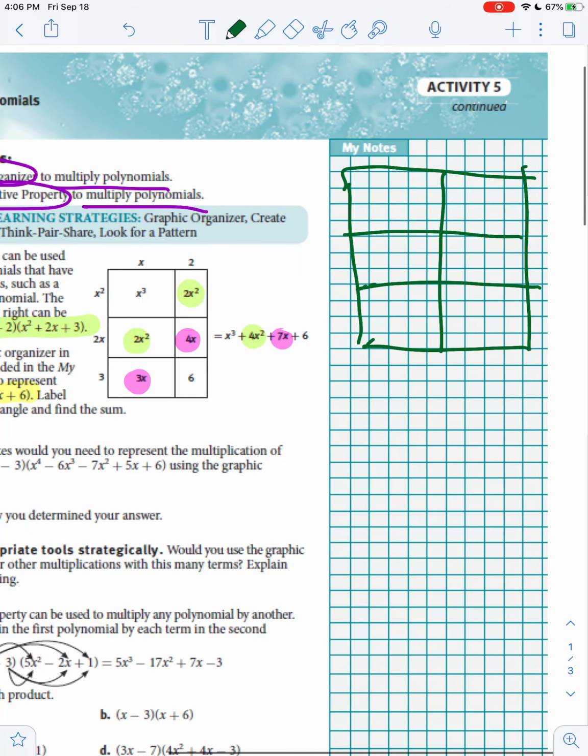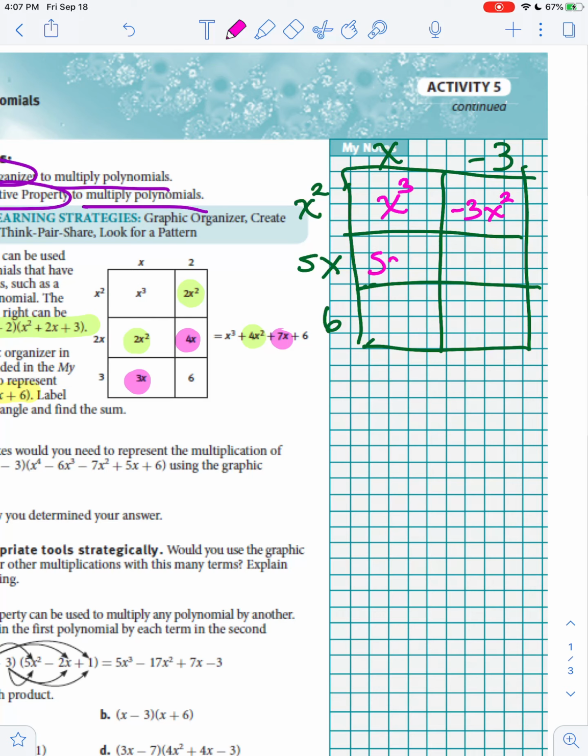So what we're going to do is put the binomial across the top, so we're going to have the x minus 3. And then we're going to put the trinomial on the side. So we're going to have x squared plus 5x and plus 6. And now we'll just do a little cross multiplication. So we got x squared times x. That's going to get us x to the third. And then x squared times negative 3, which is negative 3x squared.